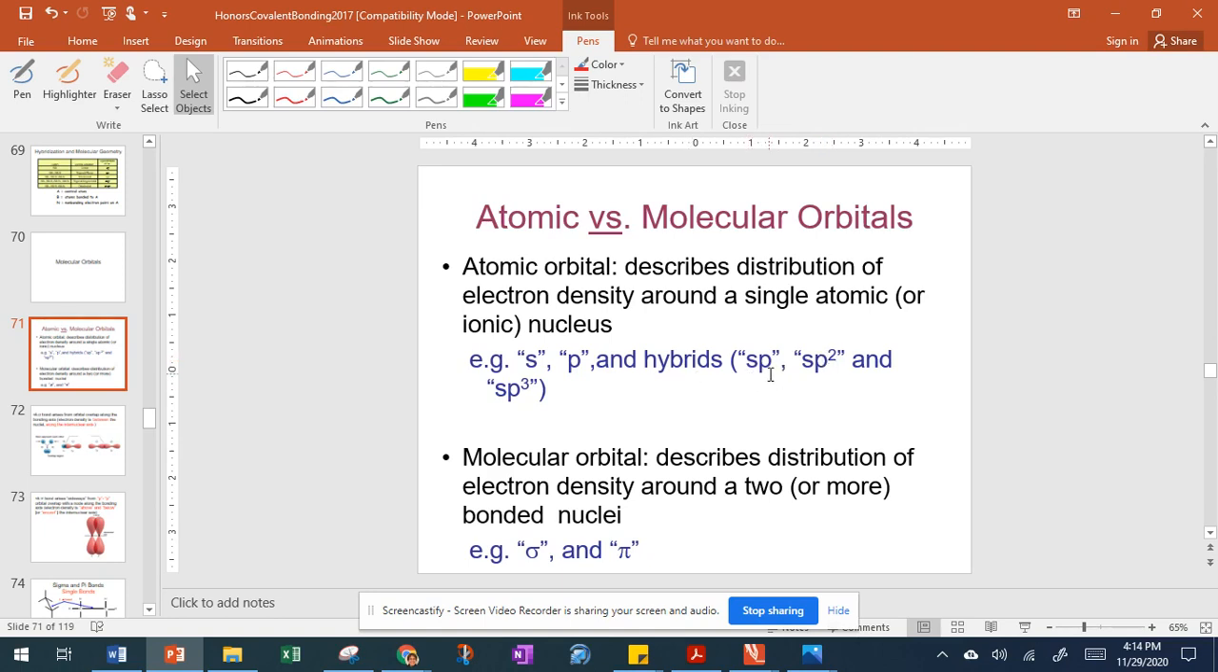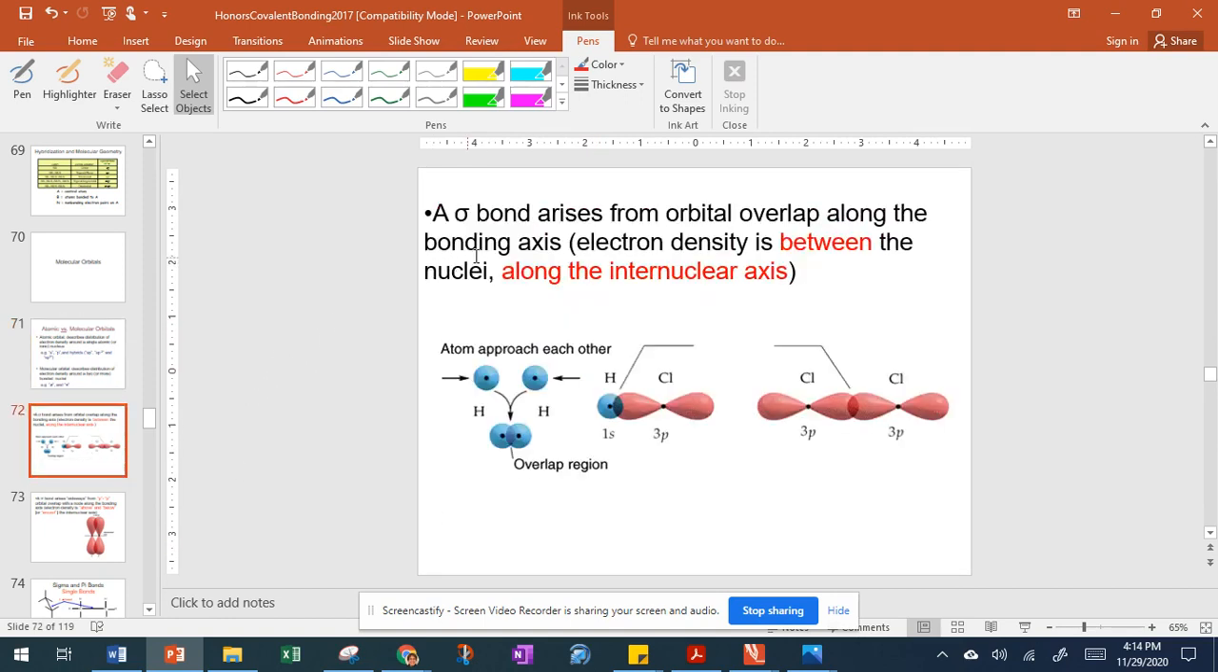Molecular orbitals instead describe the distribution of electron density around two or more nuclei in a molecule. So we're going to have two different types here, which will be sigma and pi. Okay, so a sigma bond is when we have the orbital overlap that's only along the bonding axis between the two atoms in the molecule. So electron density is between the two nuclei along the internuclear axis.